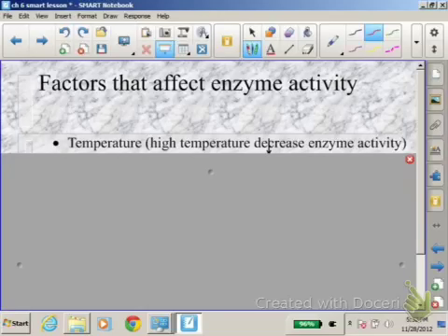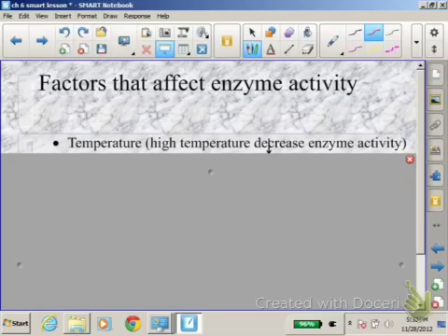Temperature decreases enzyme activity. Not only high temperature, like it says, but very low temperature, too, decreases enzyme activity. I think about Brandon's and Morgan's and Tyler's hands. Well, except for Tyler, he was a little different. They definitely could not break those toothpicks as fast when your hands were that cold.